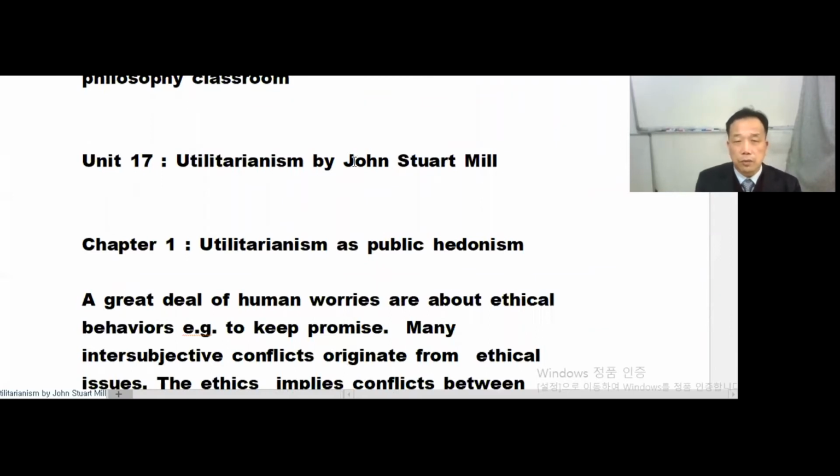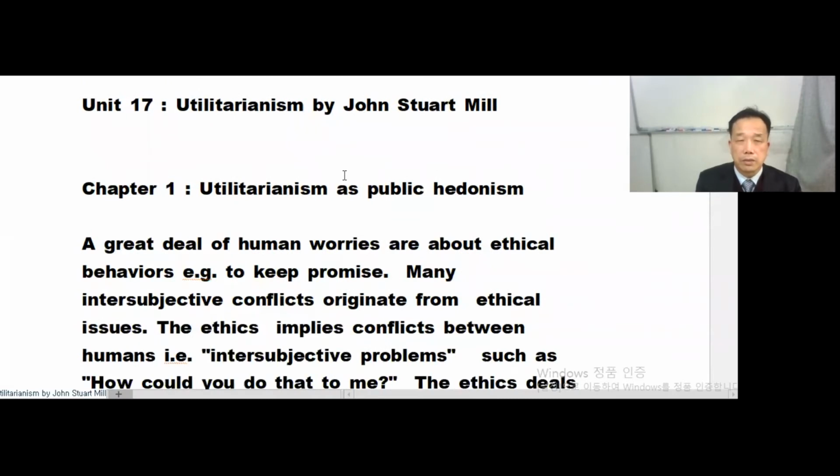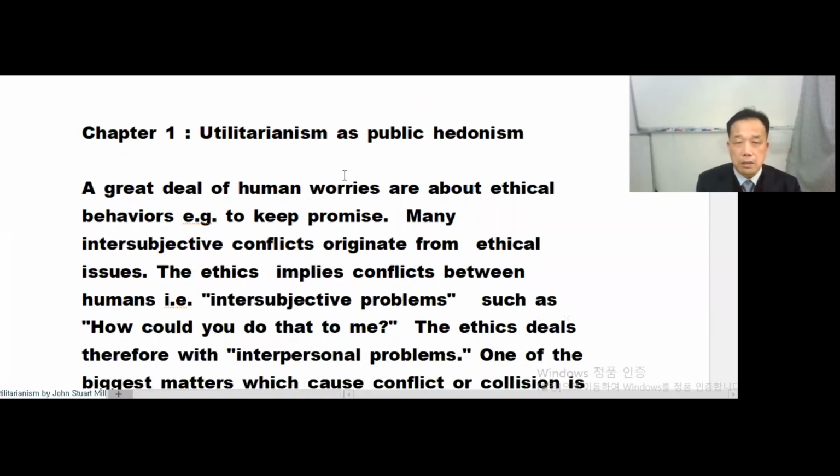A great deal of human worries are about ethical behaviors, for example, keeping a promise. Many intersubjective conflicts originate from ethical issues. Ethics implies conflicts between humans, that is, intersubjective problems, such as, how could you do that to me? Ethics therefore deals with interpersonal problems.